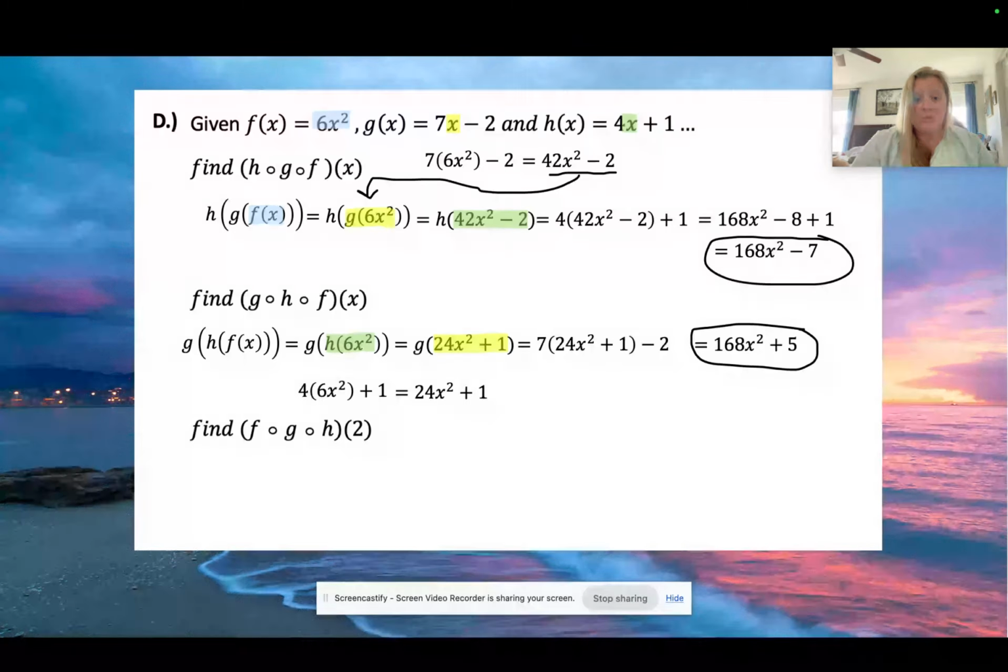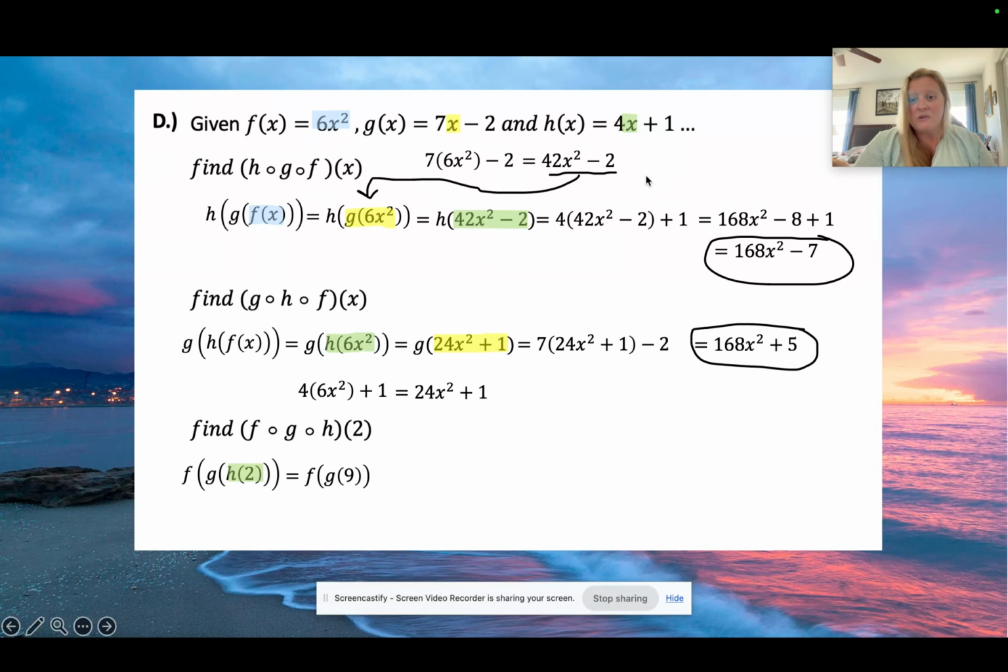Now we'll do it one more time, but I'm going to use a 2 instead of an x. So my notation would look like this when it's rewritten. Again, we work from inside to outside, so we do h of 2 first. And this is something I could do in my head, you're just plugging 2 into this formula. 4 times 2 plus 1 is 9, and that's where the 9 came from. Then I need to get g of 9. So I'm going to put 9 into the g formula, and again, I'm going to do this in my head. 7 times 9 is 63. 63 minus 2 is 61.